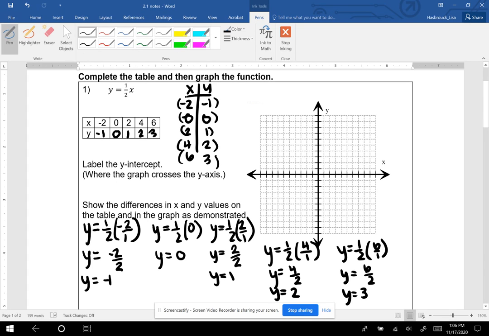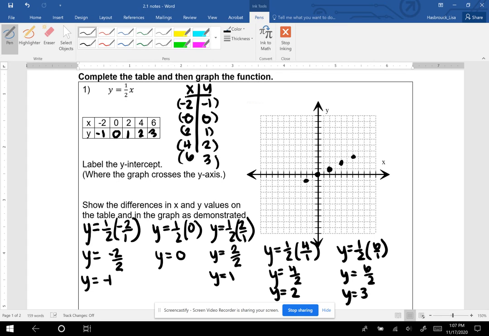So for the first point, we have -2, -1. So for x, we go left 2. For the y, we go down 1. For 0, 0, we're just at the middle. We don't go anywhere. For +2, 1, we go right 2 and then up 1. 4, 2 means we go right 4, up 2. And for 6, 3, we go right 6, up 3. This is how your line or your graph should look with these points.